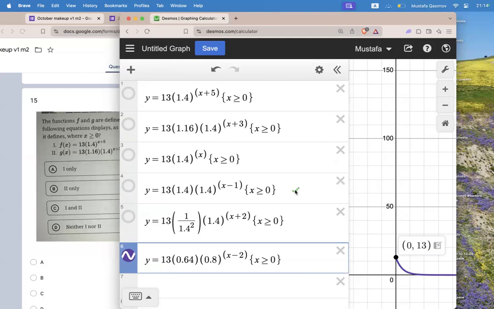So here, which one is correct? That one is correct. This one is correct. This one is correct. And the remaining are not.